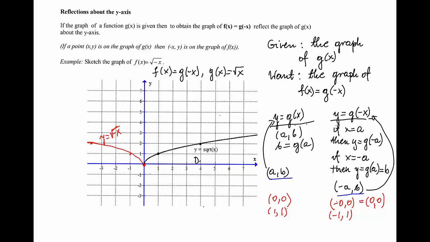You can see how the domain of that function changed. The domain of the original function was the set of all x's that are positive or 0. The domain of my function, square root of negative x, is the set of all x's that are less than or equal to 0.